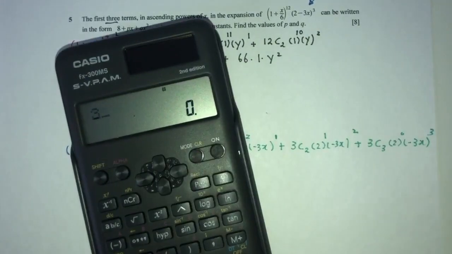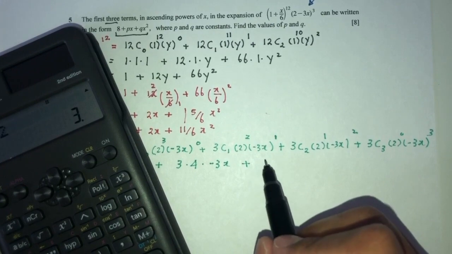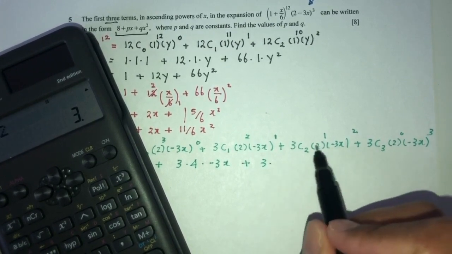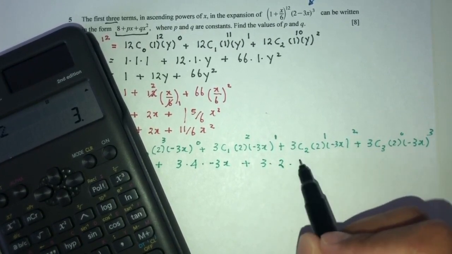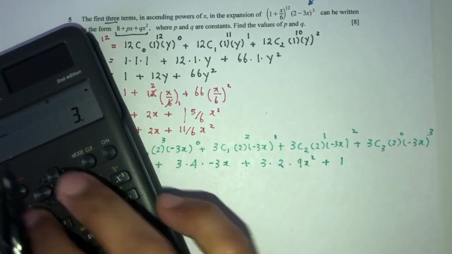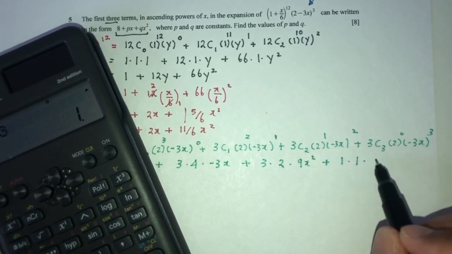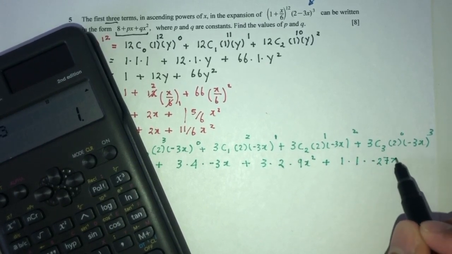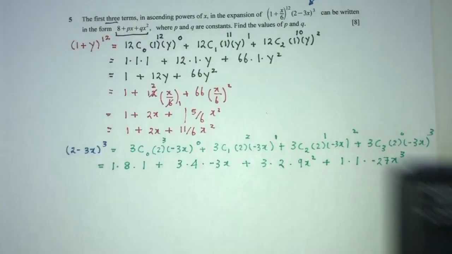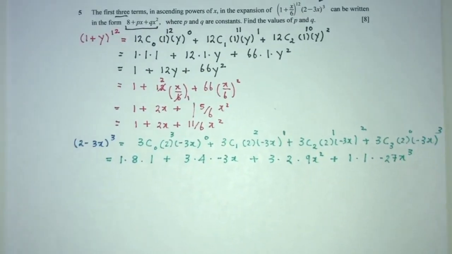So we have 3 combination 2, should be 6. No, it's 3. Yeah, my mistake. So 3, this will be 2, and that will be 9x squared. This should be 1, but let's try. 3 combination 3 is 1, and that should be 1, and that should be minus 27x cubed. But again, I think we know that we don't need anything in x cubed, so we can just ignore the last term. Now let's simplify.